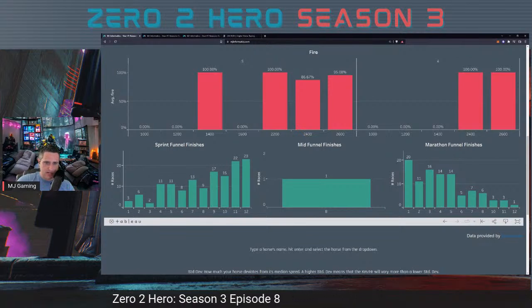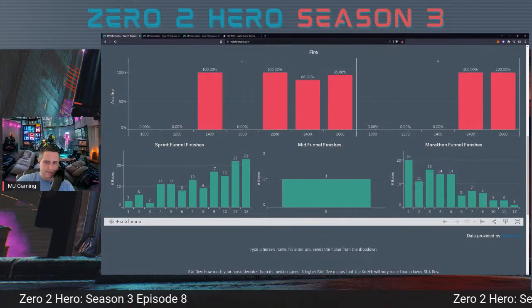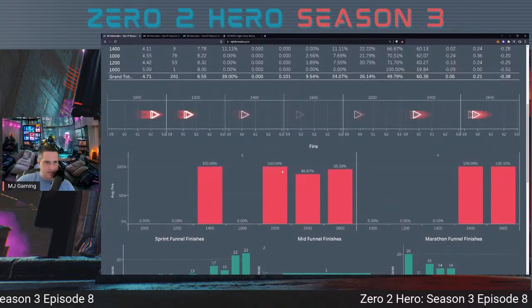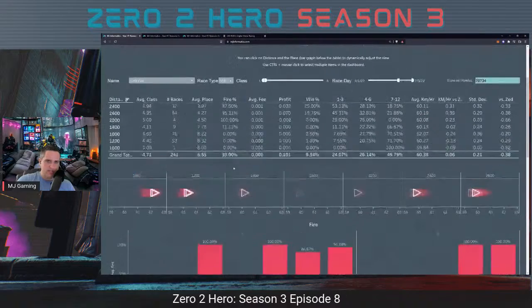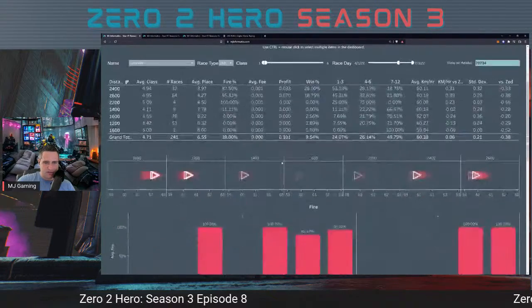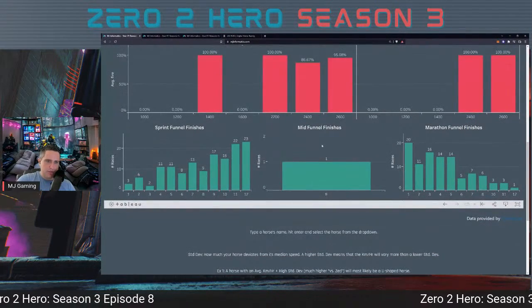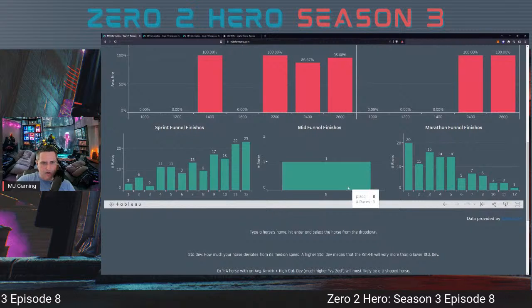Now you're going to see your finish distribution by funnel. All these filters up top should still work if you want to isolate specific distances. If you want to isolate specific classes, you can drag these around. But now you should have a much clearer picture of exactly how your horse is finishing.